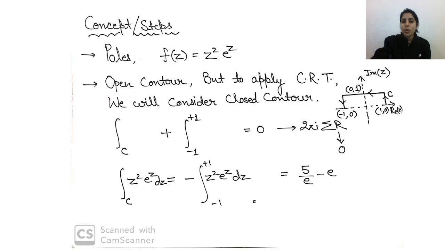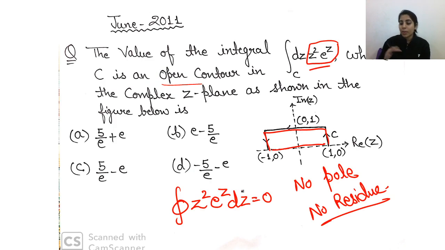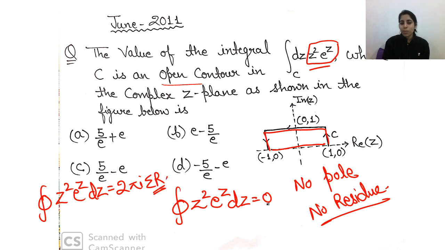Why will it be 0? Because we know integration over the closed contour is just 2 pi iota into the sum of residues. No residue means 0.